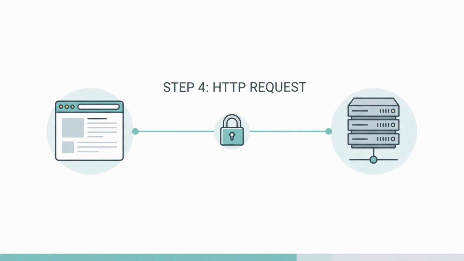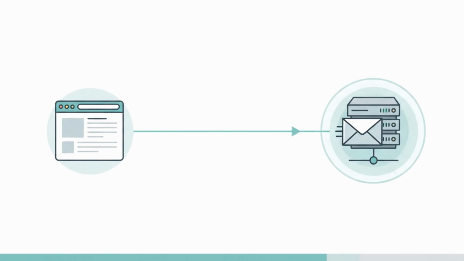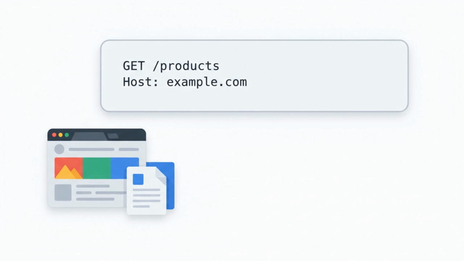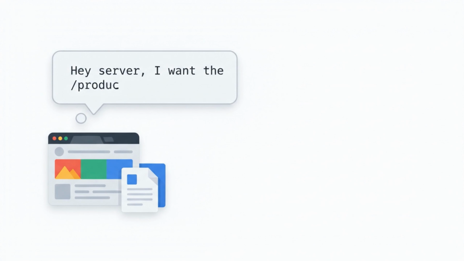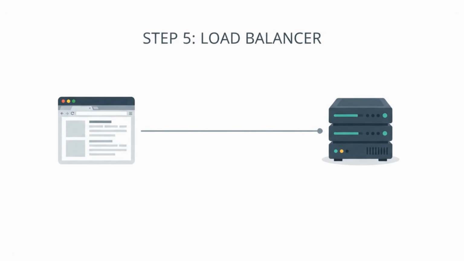Step 4 is the HTTP request. Now finally, the browser sends an actual HTTP request. For example, a GET request like /products and the host name example.com we already have. In simple words, the browser is saying, hey server, I want the /products resource. Step 5 is the load balancer. It may be, but it must be.